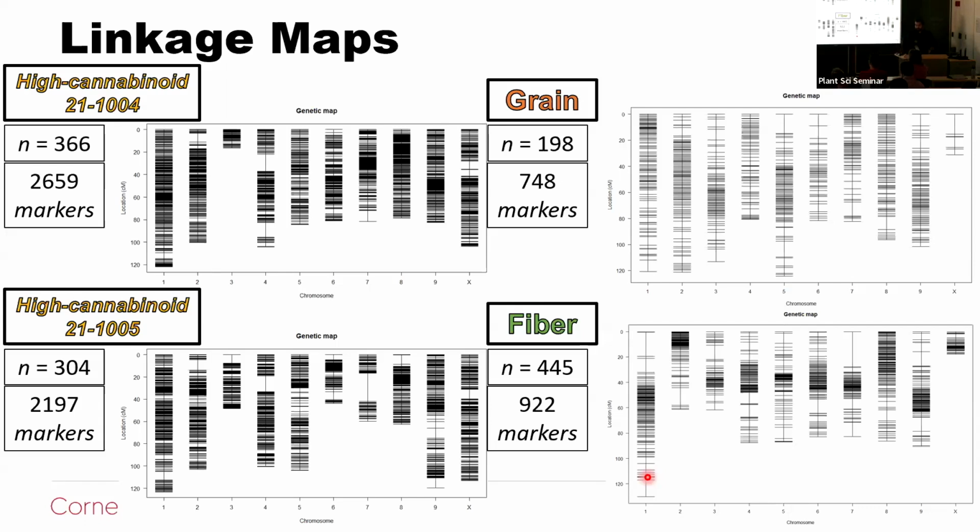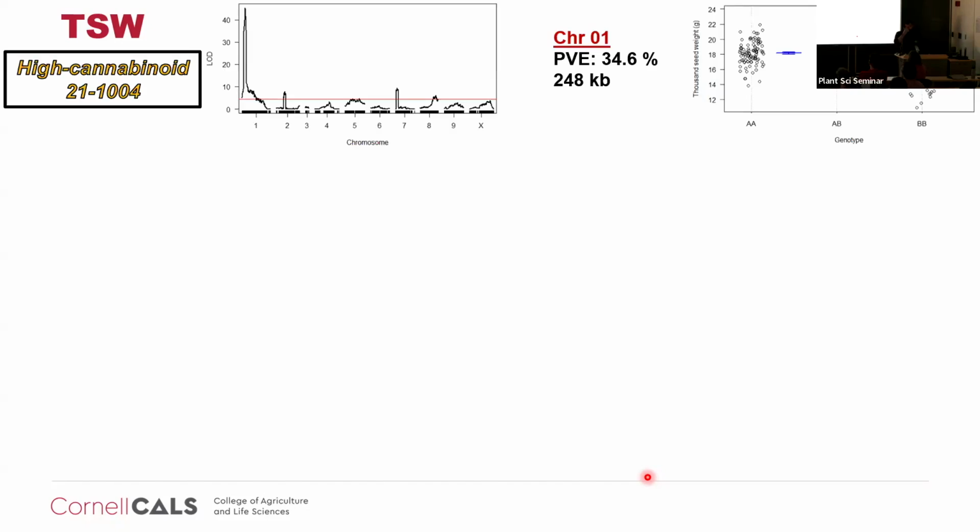So with all these methodologies in mind, I decided to look at seed size. In this case, we quantified that by the weight of 1,000 seeds, or TSW, as you can see here. First, in the high cannabinoid population 21,004, we found 5 QTL associated with this trait. As you can see here, the largest peak is located in chromosome 1, explains a good portion of the variance, and is a very small region, relatively speaking, in the genome. We see that the effect of the A allele is dominant over the B allele.